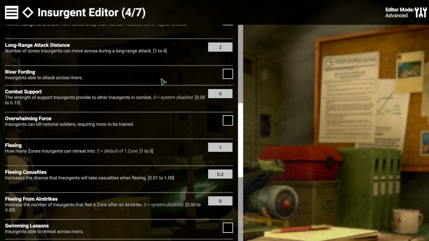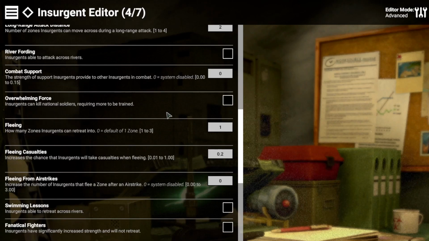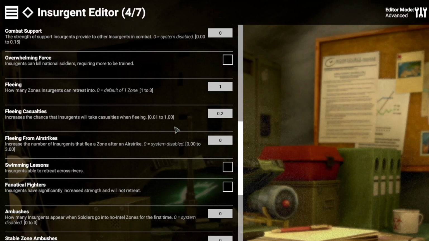Fleeing. Default of 1. In-game tactic of split and run is 2. Fleeing casualties. Increased chance of insurgents die when fleeing. Values of 0 will prevent this from happening. Fleeing from airstrikes. Self-explanatory. Ambushes. Self-explanatory. The first time is misleading. This can happen many times.